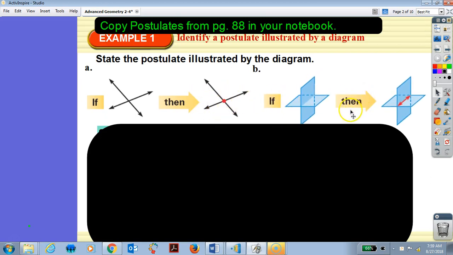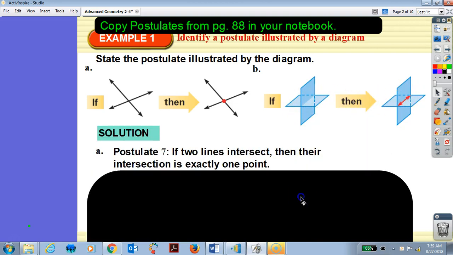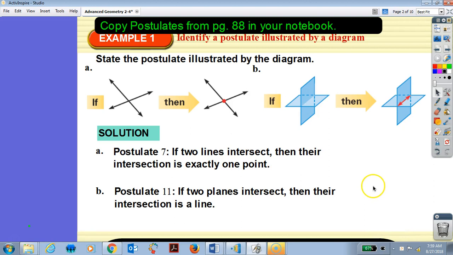How about B? Postulate what? 11. What's that one state? If two planes intersect, they intersect at a line. Good. That one was on your quiz on Friday, correct? Or was that a chapter test? That was a chapter test, remember? And just knowing that, you could have gotten the answer correct, just knowing that it had to be a line and picking out the one that gave you a line.